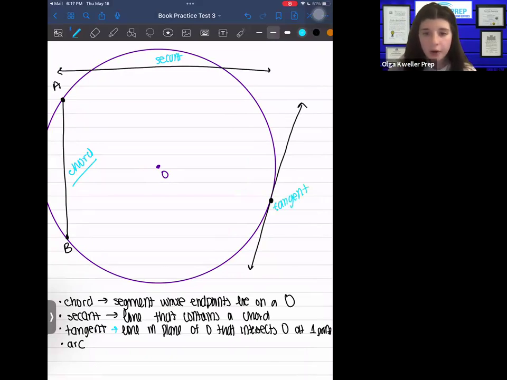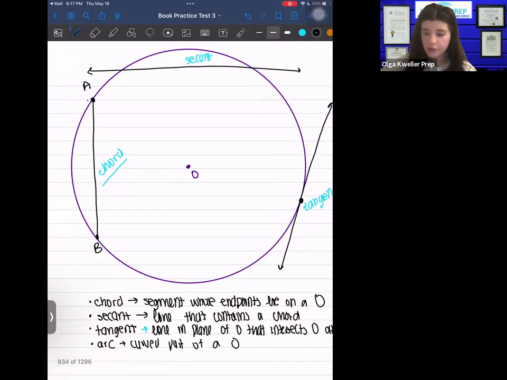And then an arc is just a part of the circle. It's not the curly part, but the curved part. So it's the curved part of a circle. So there can be an infinite amount of arcs. Chords create arcs, so do secants. So there's also this chord here, chord AC, for example.